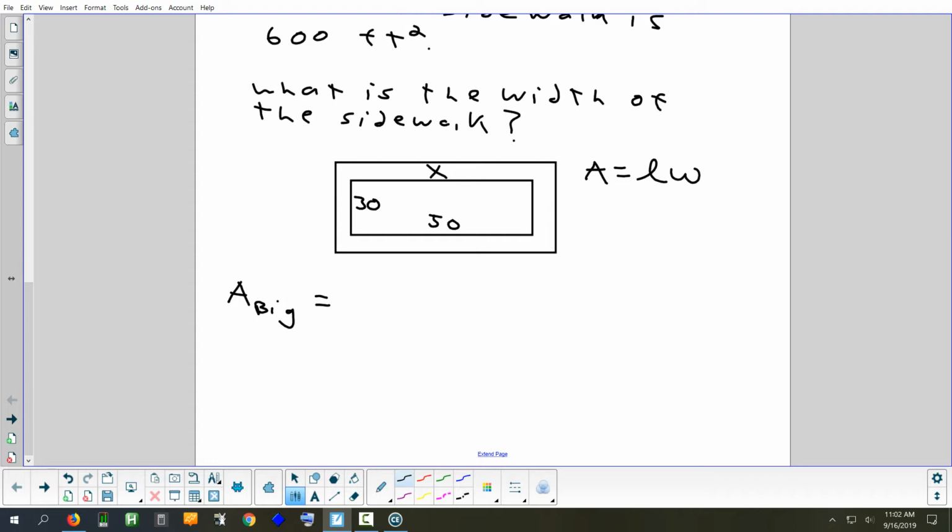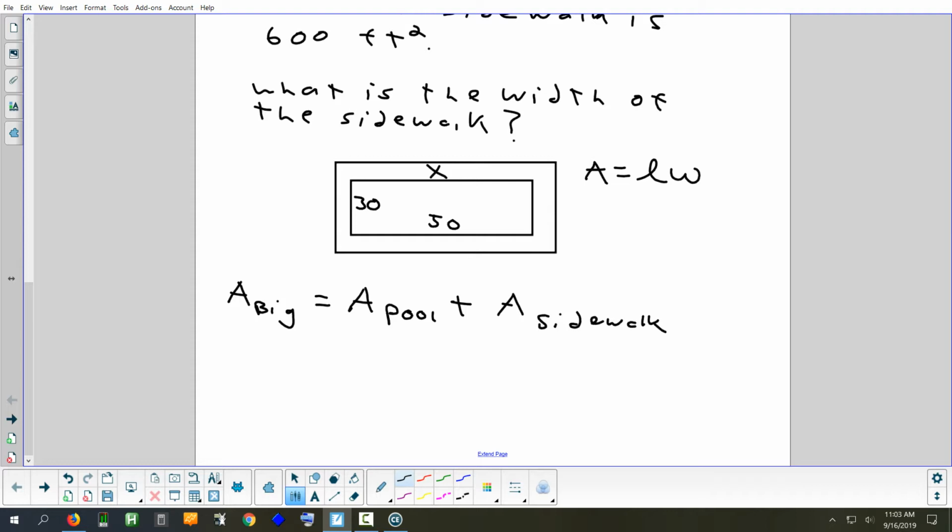Of the pool or the whole thing? I want to find the area of the whole thing, that big rectangle. So the area of the big rectangle would be what, that we already know the areas of? Yeah, you take the area of the pool plus the area of the sidewalk. Perfect.